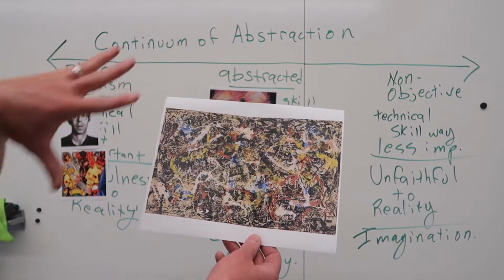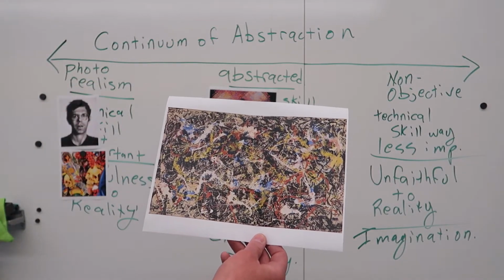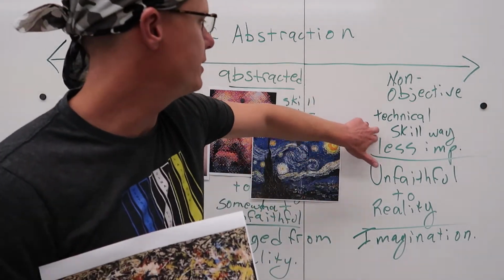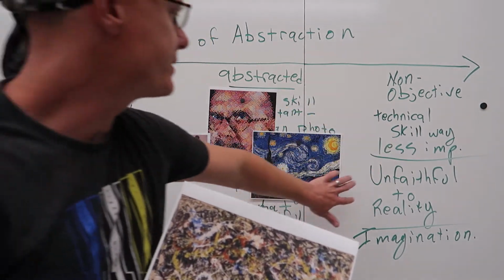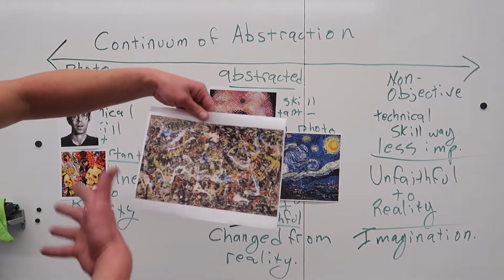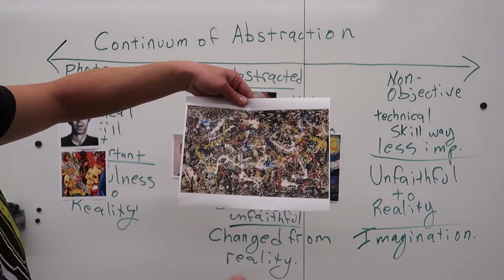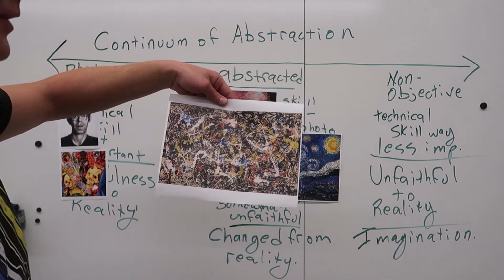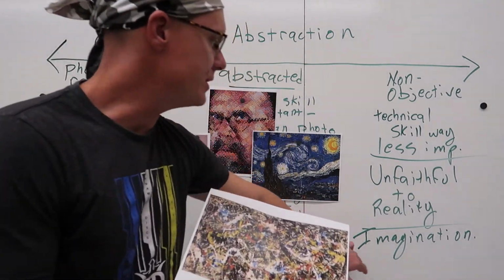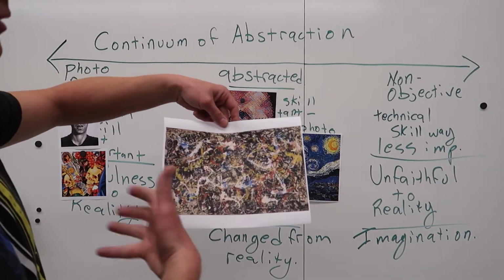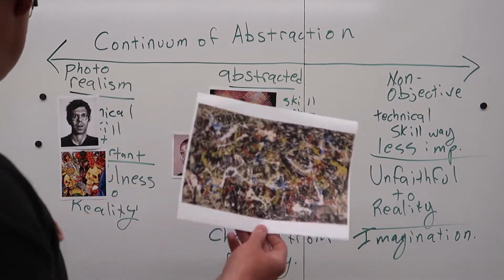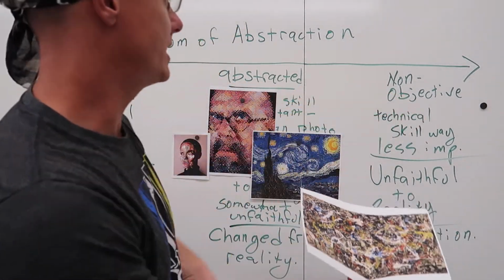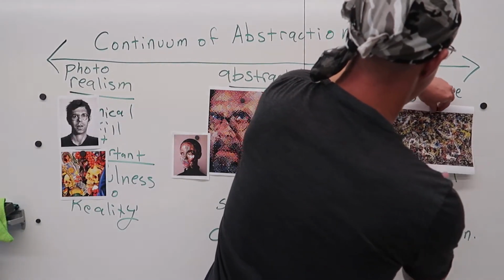But you can see it doesn't take a lot of skill here. He's literally just throwing paint on the paper, or a canvas in this case. So we really don't need technical skill for this. It's completely unfaithful to reality. He's not trying to represent anything. Now you might look into this and say, oh, I see this or I see that. A lot of times my students will start to see figures or symbols in there. And it takes a lot of imagination to decide what this is and what it means, right? So the painter's giving us a lot less to go on here, so it's definitely non-objective. So we're going to put Jackson Pollock way over here.